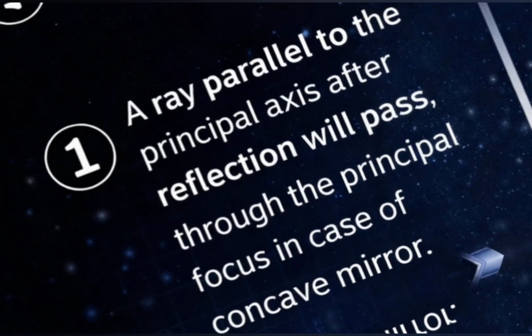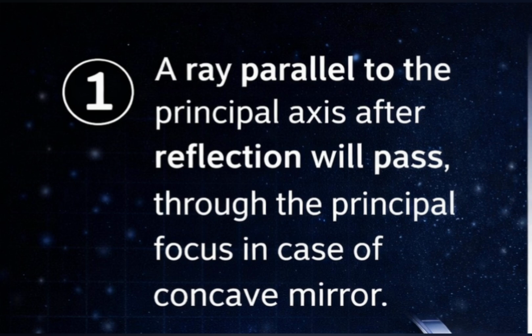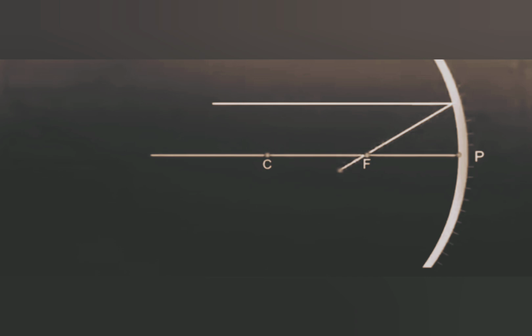Okay, first rule: the ray parallel to principal axis, after reflection, will pass through the principal focus. In case of concave mirror, you know about concave mirror, right? Concave mirror is a converging mirror. Going to see concave mirror, there is a parallel incident ray. After reflecting from the concave mirror, it passes through focus. This is the first rule. I'll repeat one more time. When the ray of light travels parallel to principal axis, after reflection, it passes through the focus.